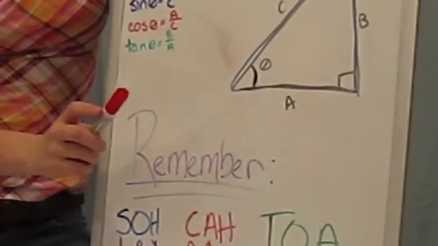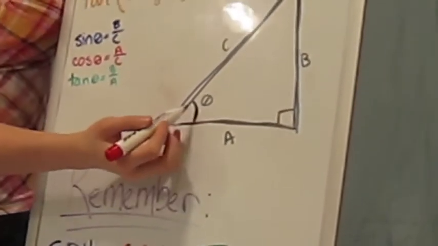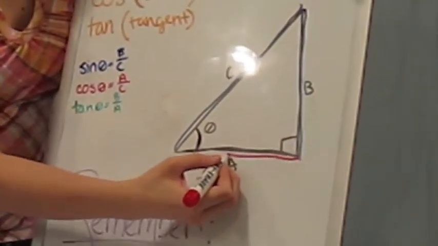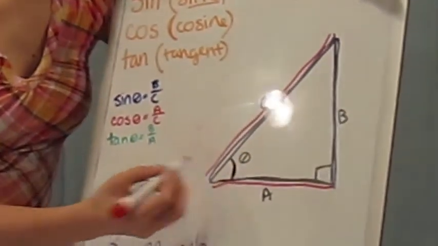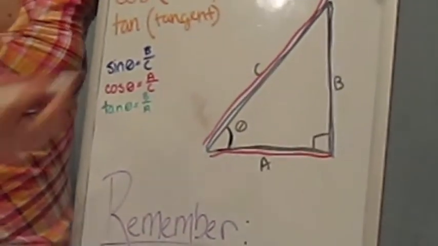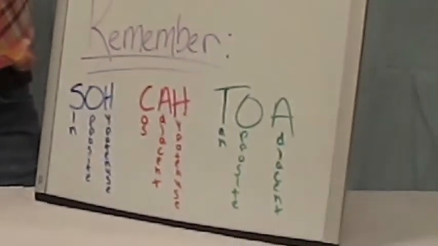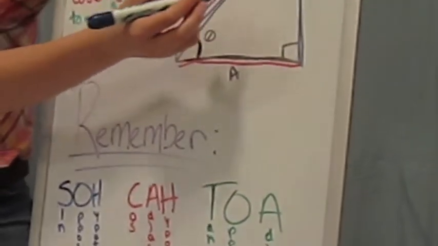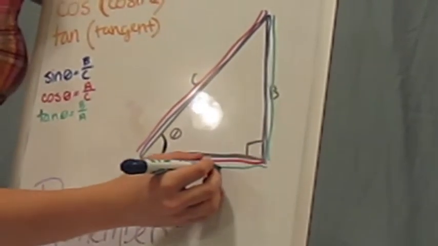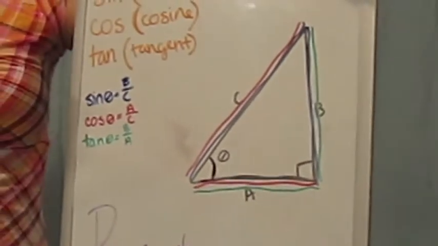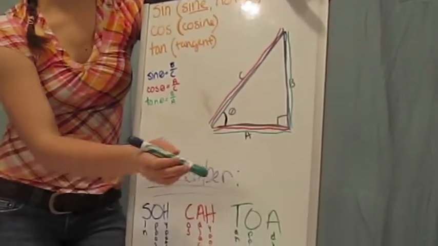Cosine is adjacent over hypotenuse. So we look at the side that is adjacent to this angle, which is this one, and then the hypotenuse again. So cosine of theta for this triangle would be a over c. Tangent is opposite over adjacent. So opposite of theta is b, adjacent to theta is a. So tangent of theta is b over a. Just always remember SOH CAH TOA.